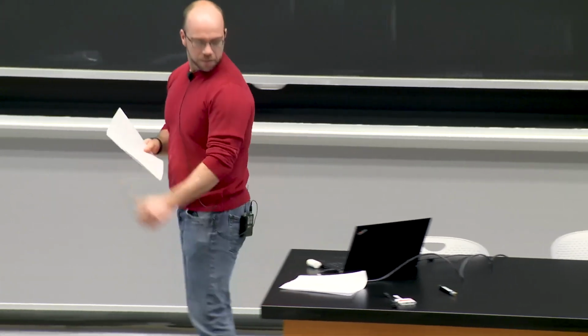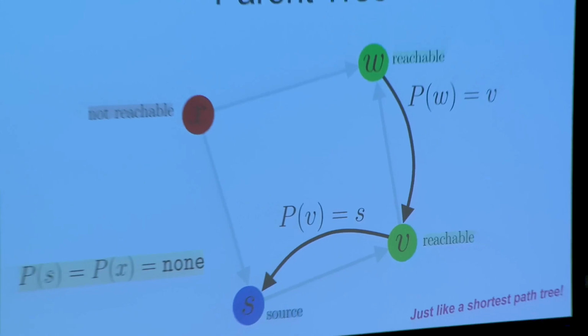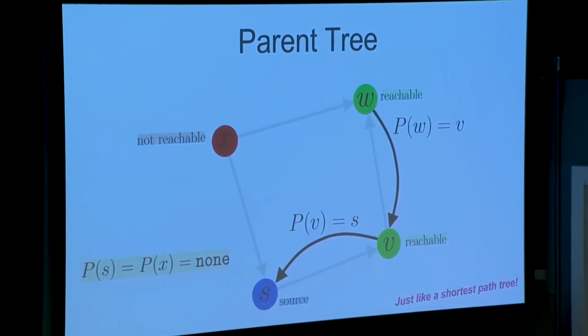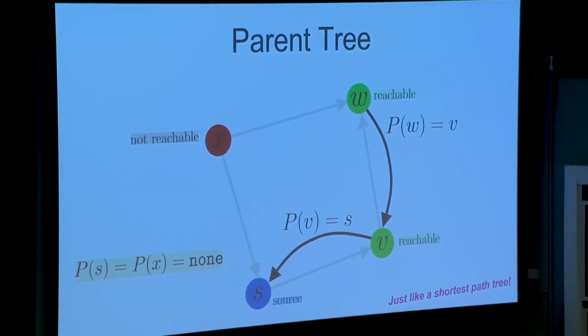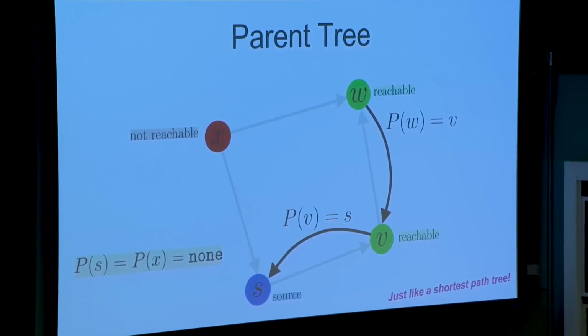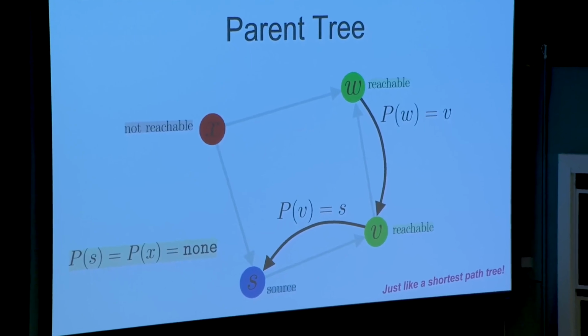There's a slight difference between the parent tree that I've defined here and the shortest path tree, which I defined last time, which is I'm not going to require that the path I get when I backtrack along my tree P is the shortest path. It's just a path, right? Because for the reachability problem, I actually don't care. I could have a weird, circuitous, crazy long path, and it still tells me that a node is reachable.